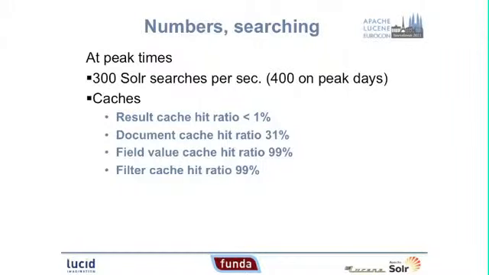And then we have these cache hit ratios. The first one, the result cache hit ratio, is very low. It says here less than 1%, but I actually think that it's 0. I'll come back to that later, why that is. It shouldn't be that. It should be a bit higher, but we do something strange there. Document cache hit ratio is about 30%, and then the field value cache and the filter cache are working really well for our solution. 99% cache hit. So we mostly work in memory.